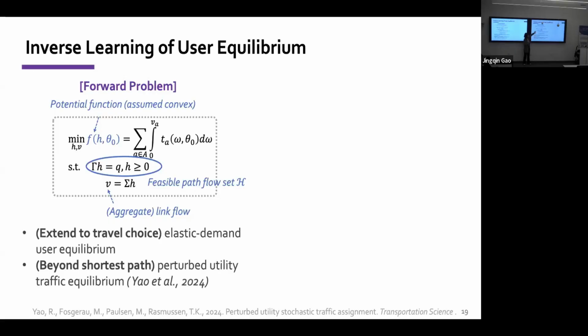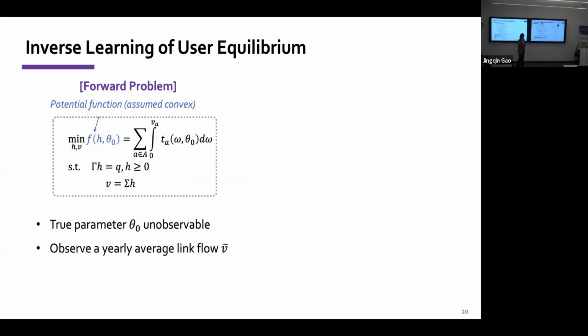Even though it looks very simple, this convex programming forward problem can be extended to capture whether people choose to travel or not by considering elastic demand functions. And it can also be extended to capture more comprehensive route choice behavior beyond choosing the shortest path.